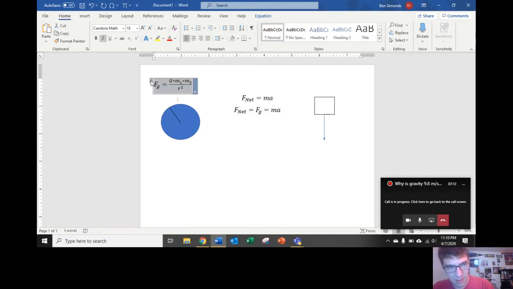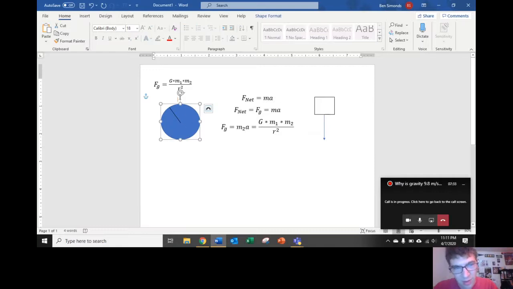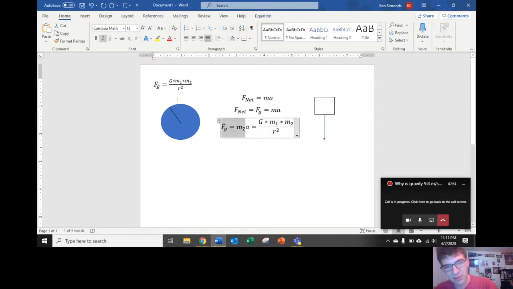So let's go back. This equation here is our main equation for gravity, but we know one more thing about Fg. Fg equals ma. So we know not only ma, but m2 times a, because m1 was the Earth, m2 was the object. So we know that m2 times acceleration equals G m1 m2 over r squared, our equation for gravity. Well, hey, check this out. We've got m2 on this side of the equation, so we don't need this anymore.